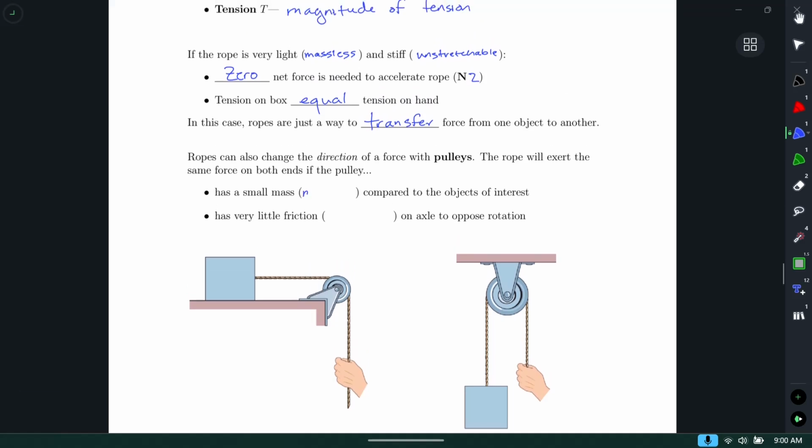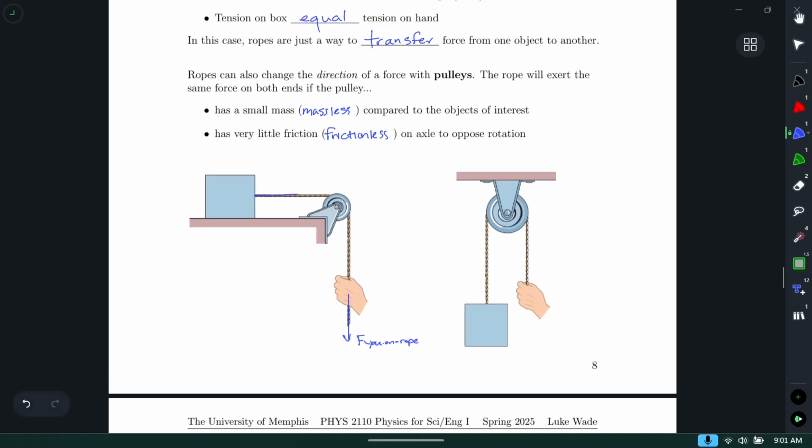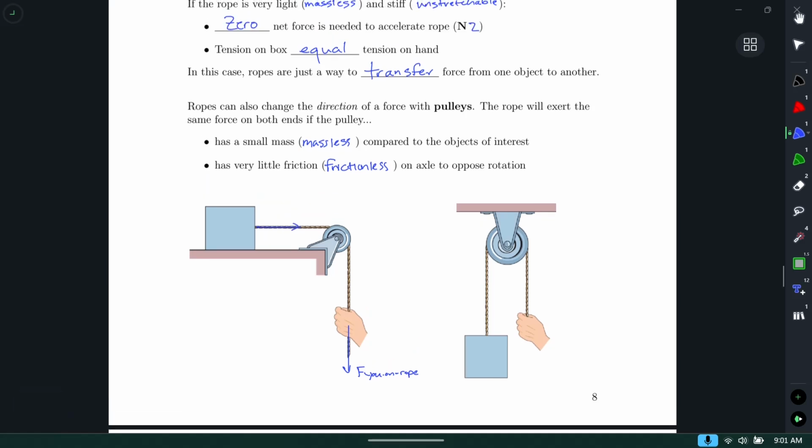So we'll assume right now the pulley is massless and frictionless. So it presents no resistance whatsoever to rotation from the rope on it. In that case, again, you can say that whatever force you exert on the rope is transferred without any diminishing, transferred with no change in size to the object on the other end.